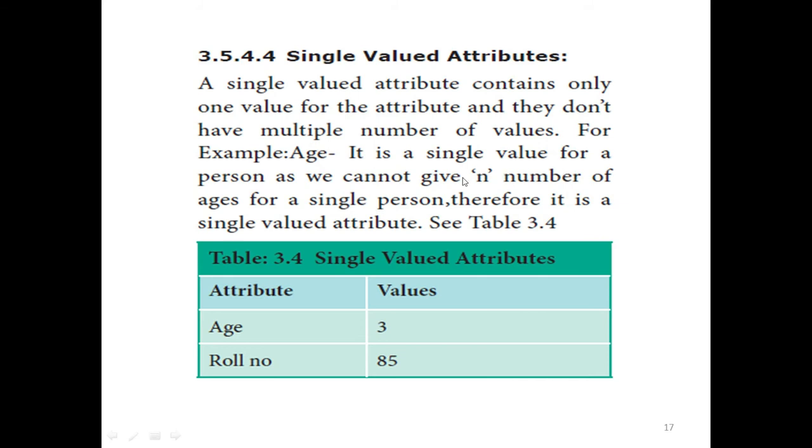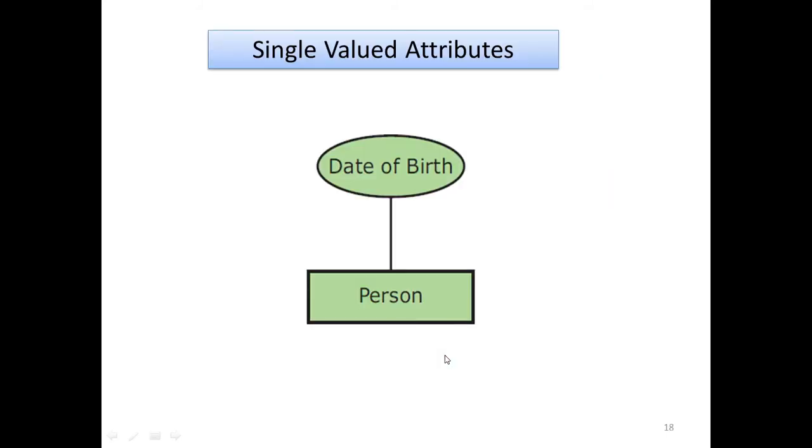For a person, we cannot give n number of ages for a single person, therefore it is a single valued attribute. You specify the value. Two examples can be given. Age: if the attribute is age, the value 3 is a single one. Another example, the attribute roll number, the value is 85, or simply your examination number. Then another example is date of birth.